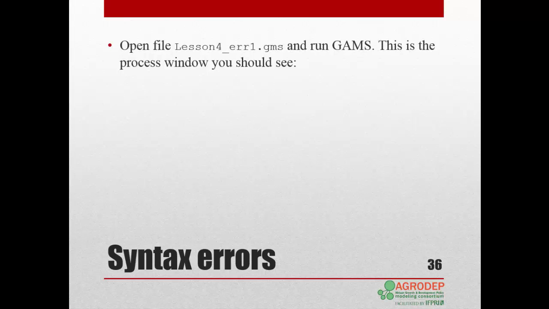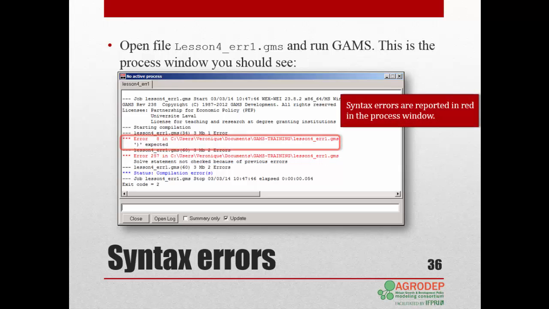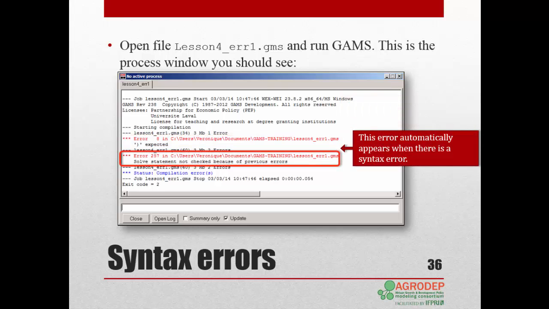Open File Lesson 4 Error 1 and run GAMS. This is what you should see in the process window. Syntax errors are reported in red in the process window. The second error message appears automatically when there is a syntax error. It reads solve statement not checked, so an error may engender more than one error message, and it is good practice when correcting errors to start with the first one. Now the status has changed from normal completion to compilation error.